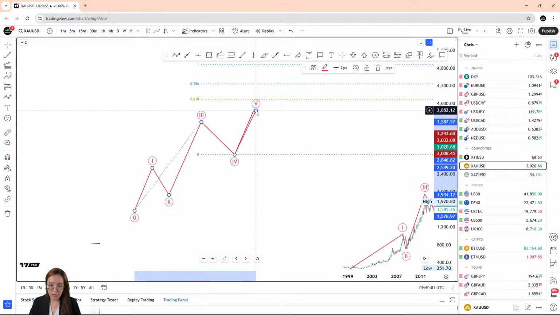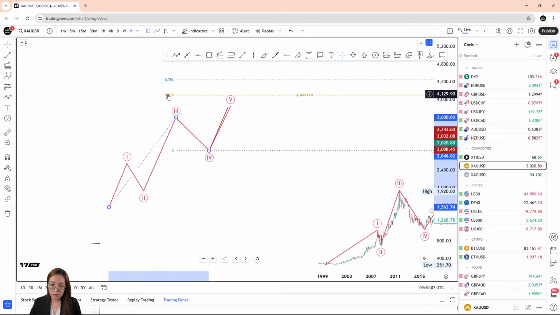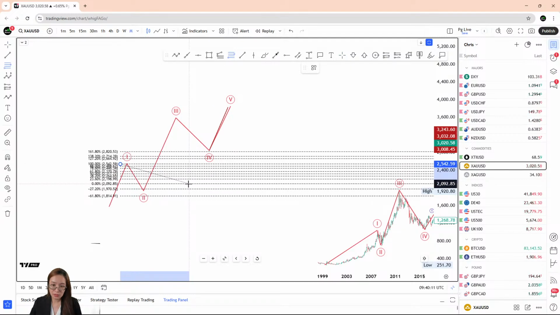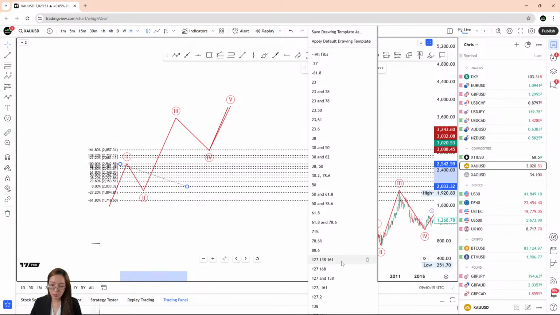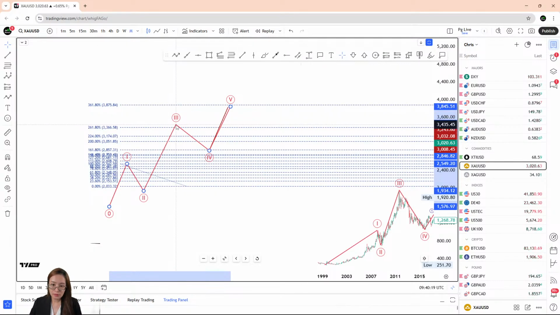And wave 3, how do you get wave 3? Wave 3 could be the extension, right? We will use the extension to find wave 3. That will be extension 161.8, or could go all the way up to 261. If it's going to be an extended wave, it can go all the way to 361.8%. They're going to be like wave 3 here.